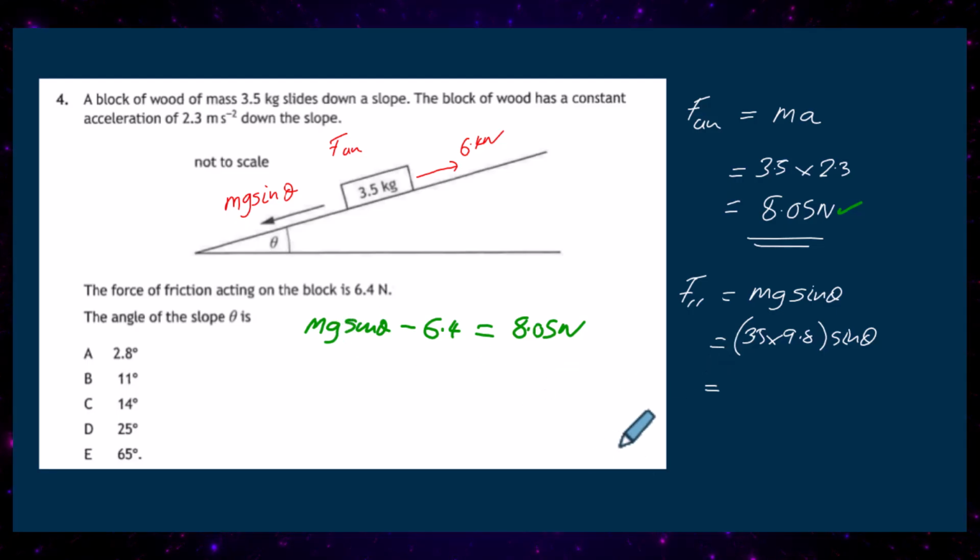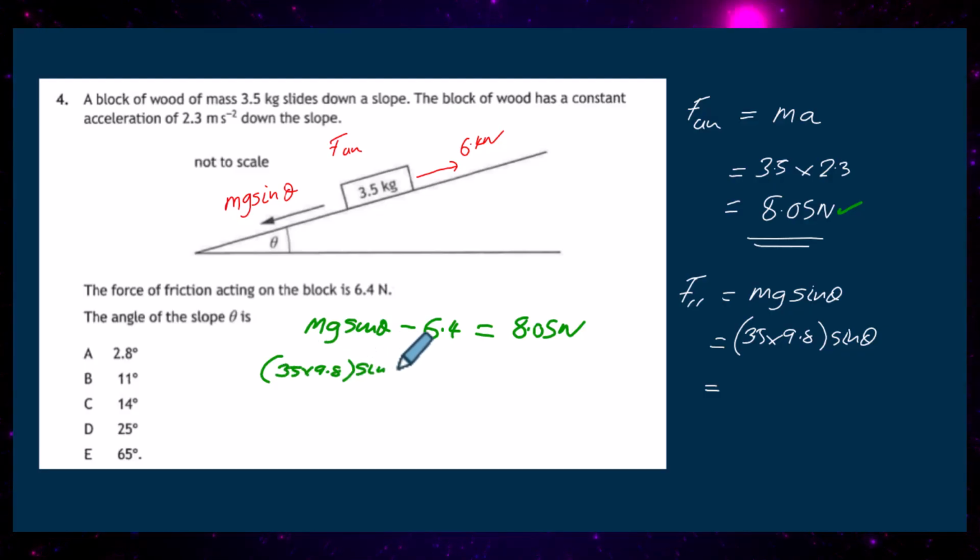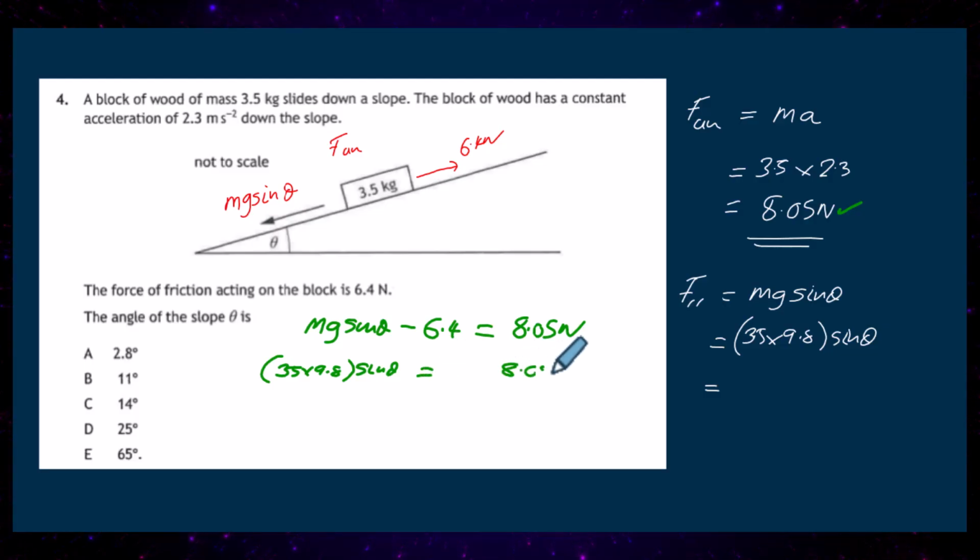Now we want to find sine theta here. We know what mg is. mg is going to be 35 times 9.8. So we'll get a bracket, 35 times 9.8 times sine theta, and that's going to be equal to 8.05. Take the 6.4 over the other side, and we get that value there.